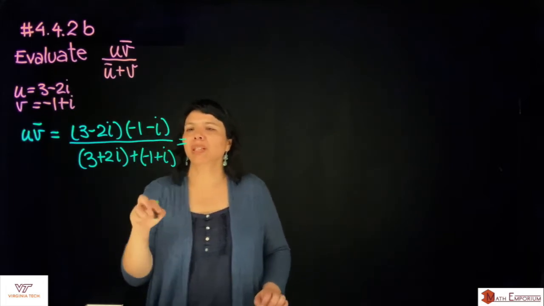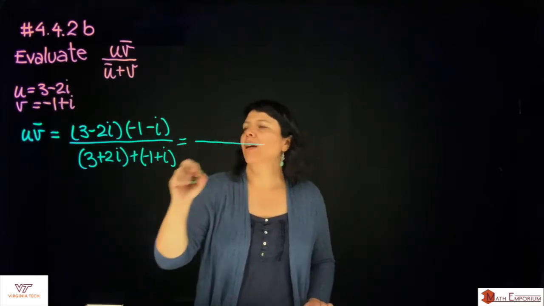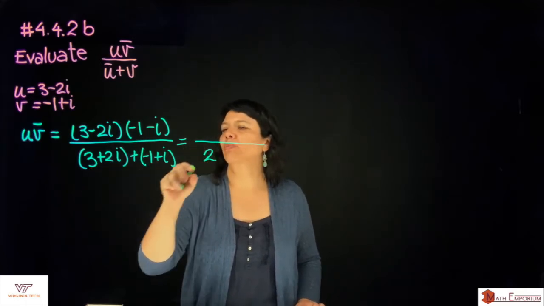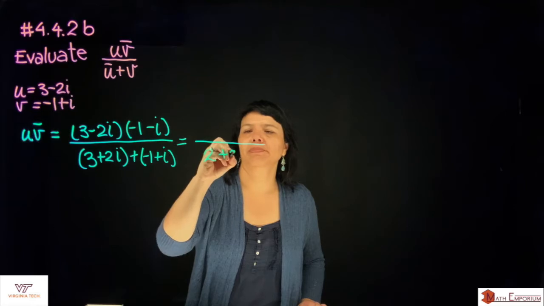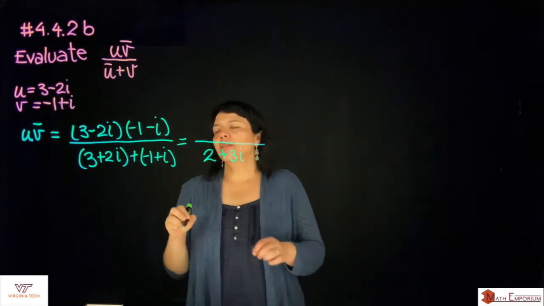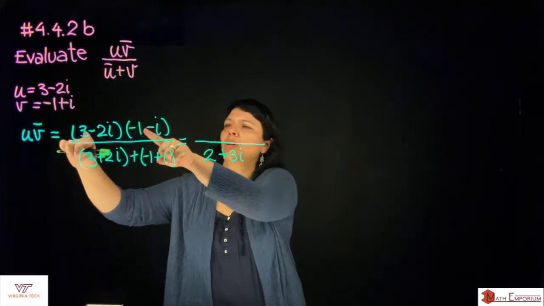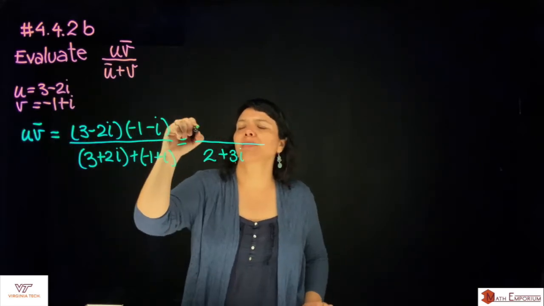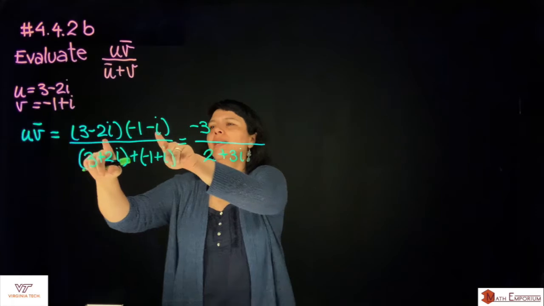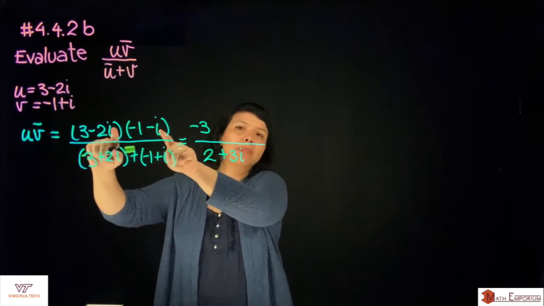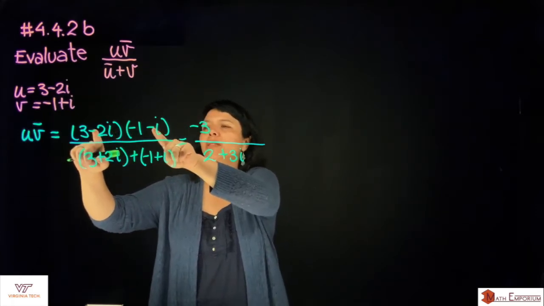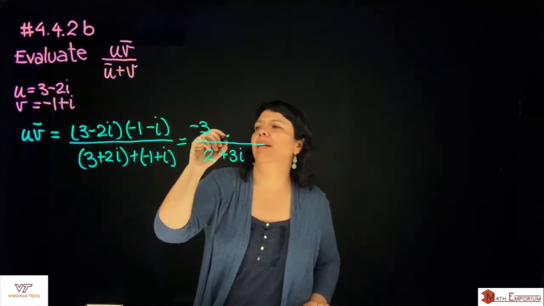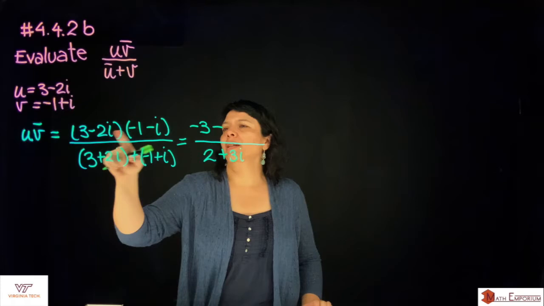So let's do the denominator first. The denominator will give me 2 plus 3i. And in the numerator, we're going to do, so let's see, 3 times negative 1, that gives me negative 3. And then when I multiply the i's, I get a real number, so that's going to be minus times minus is plus, but then it's minus because i squared is negative 1, and then 2.